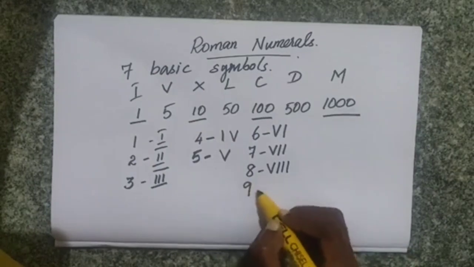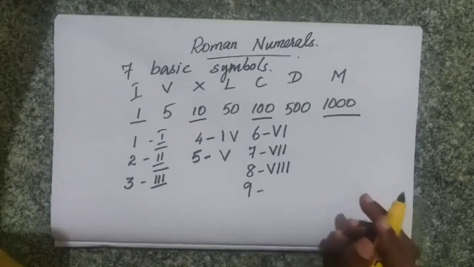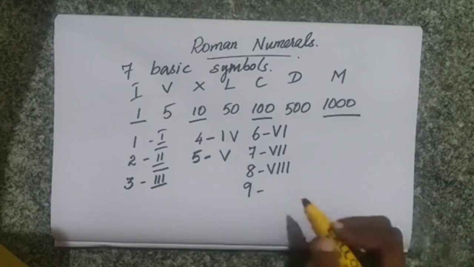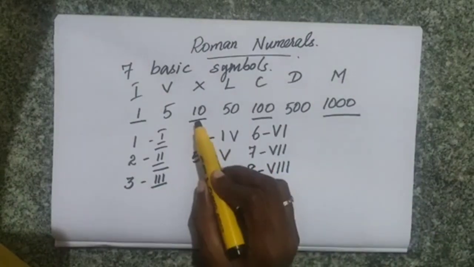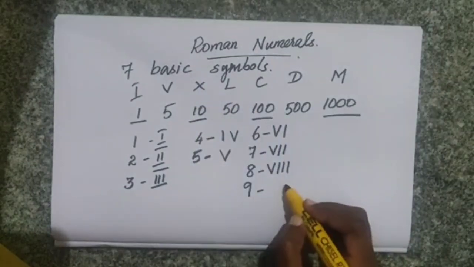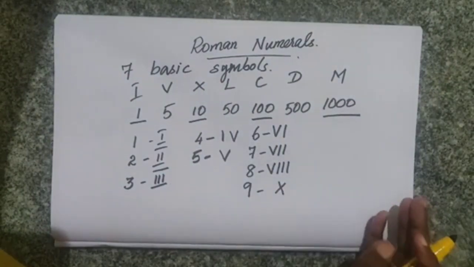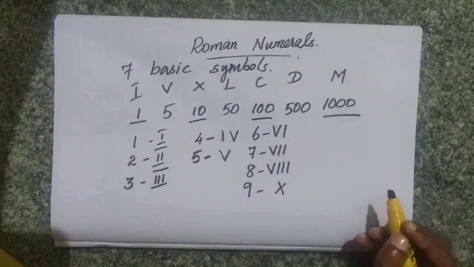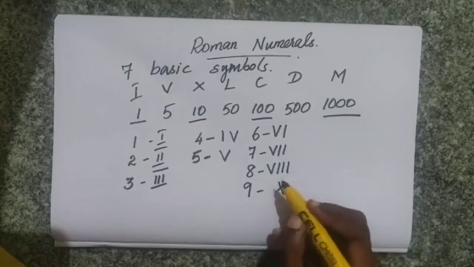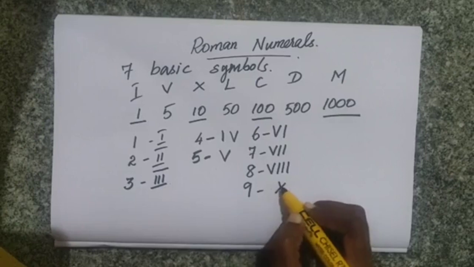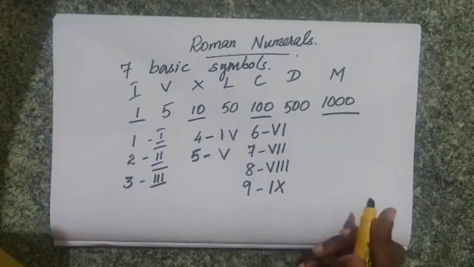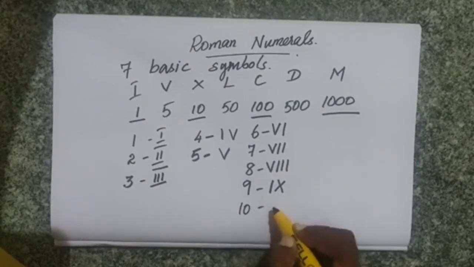So for 9, we cannot repeat 4 times 1. So according to the rules, we can repeat only 3 times. So what we can do, we have to go for the next highest symbol. So the next highest symbol is 10, and that is X. So from 10, if you minus 1, you will get 9. So to minus, you have to put it on the left side of the higher numeral. So on the left side of 10 you have to put 1. So this is the way we write 9. Again you know 10. For 10 it is X.